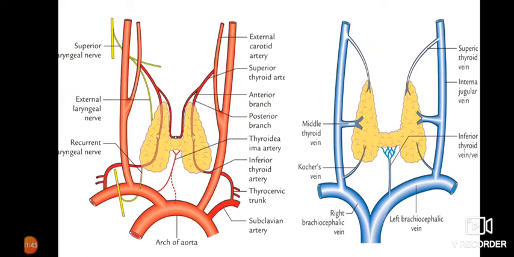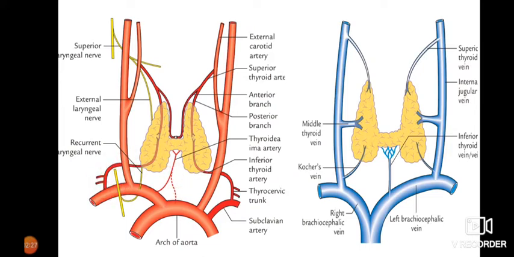Now let's talk about the blood supply of the thyroid gland. The arterial supply includes the superior thyroid artery and the inferior thyroid artery. The superior thyroid artery is the first anterior branch of the external carotid artery, which has an intimate relation to the external laryngeal nerve. At the upper pole of the gland, the artery divides into anterior and posterior branches, as you can see in the figure. The inferior thyroid artery is a branch of the thyrocervical trunk, which in turn arises from the subclavian artery.